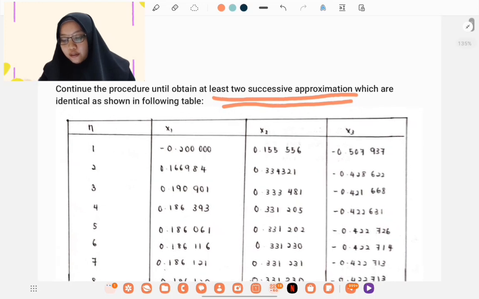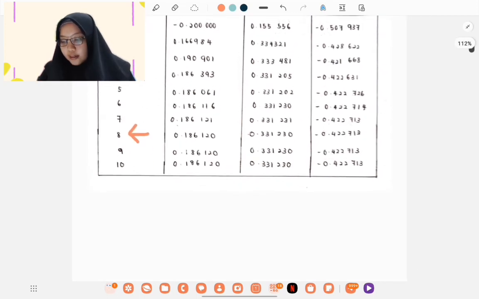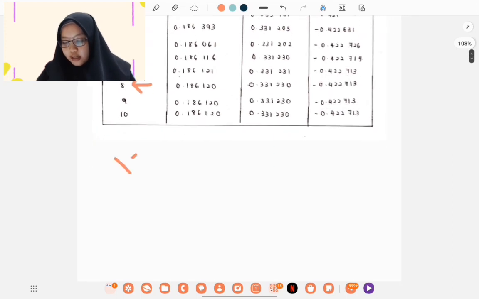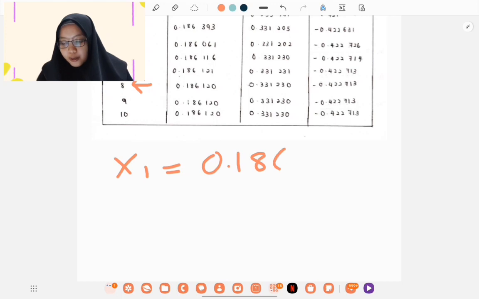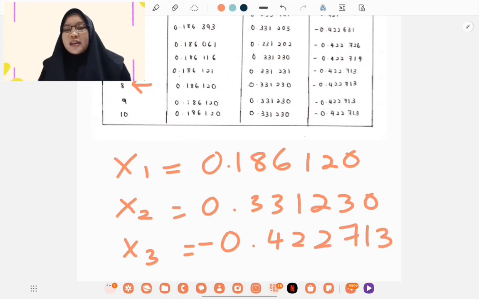as shown in the following table. As we can see in the table, the equation already converged at n equal to 8, and this solution gives the answer of x1 equal to 0.186120, x2 equal to 0.331230, and x3 equal to negative 0.422713.